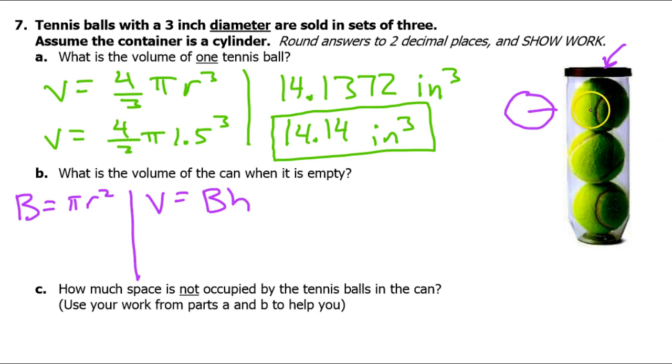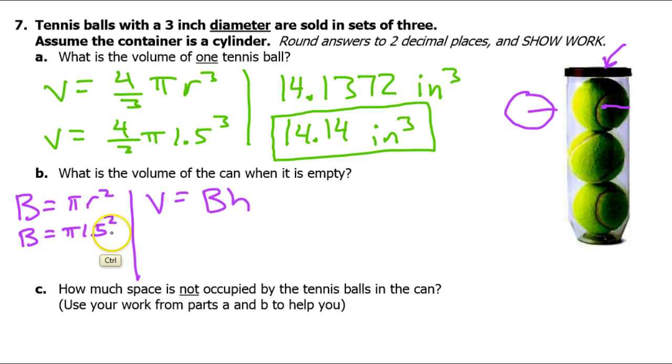There seems to be a little wiggle room for these tennis balls, but I think we're supposed to assume that the tennis balls touch both sides. Even though that's not 100% true, that's going to be a pretty good estimate. So let's imagine that the radius of the can is the same as the radius of a tennis ball. And we found that radius to be 1.5. Remember earlier, because the diameter is 3, and half of 3 is 1.5. So the area of the base is pi times 1.5 squared.